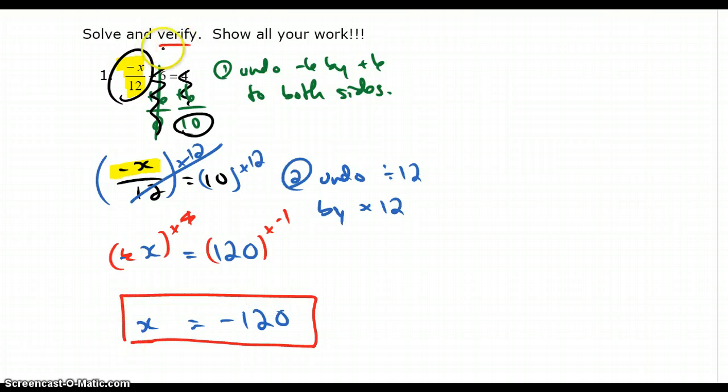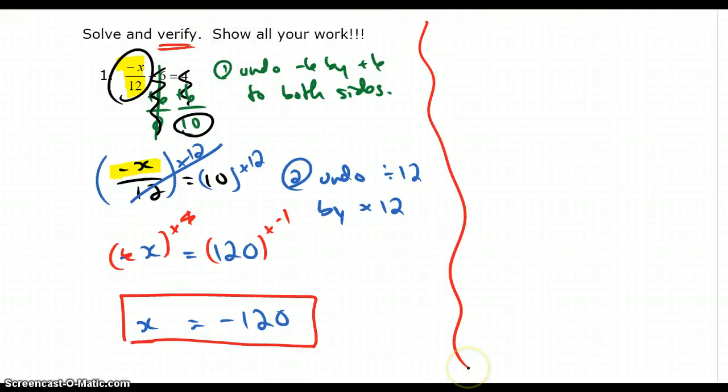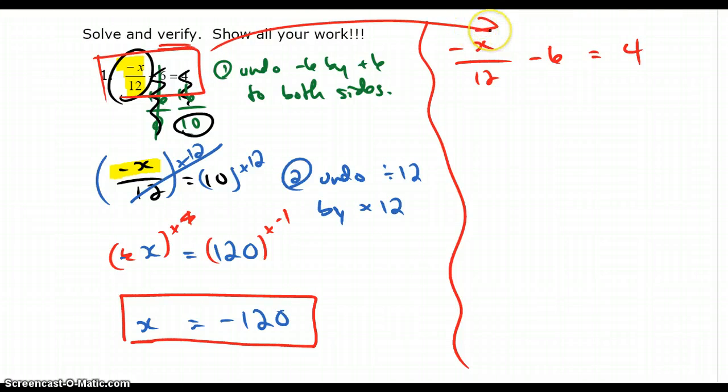Now this question also says verify. So we're done the solution step. The verification looks like this, and this is a great tool. This is a great strategy for all these questions, really, just to make sure you're doing these questions properly. Here's what we started with. I just rewrote this question right over here. We started with that, and now our solution was that we think x is equal to -120.